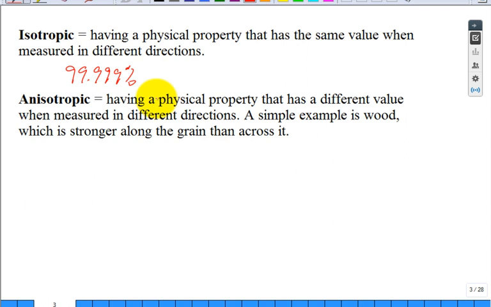99.999% of the time in this class, we're going to be talking about this type of material. And right now is the 0.001% of the class that we talk about this type of material. All right, well, what is this word right here? Anisotropic. What does it mean? It's got directionally dependent properties.